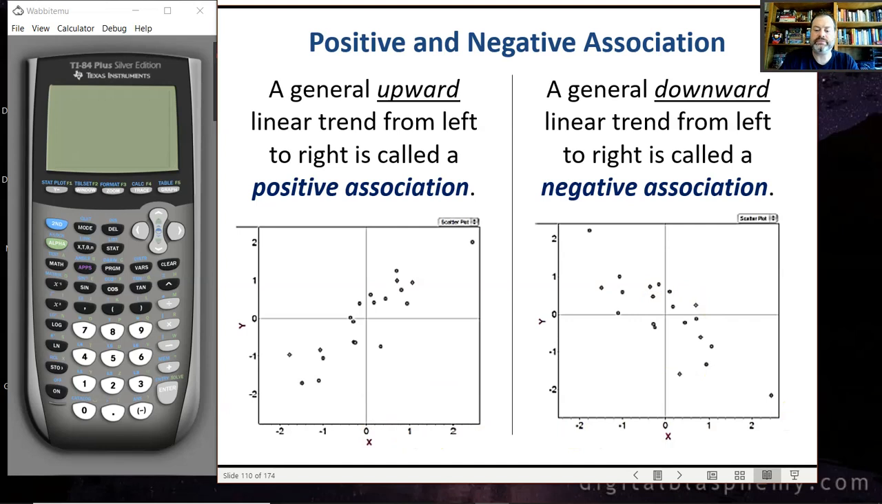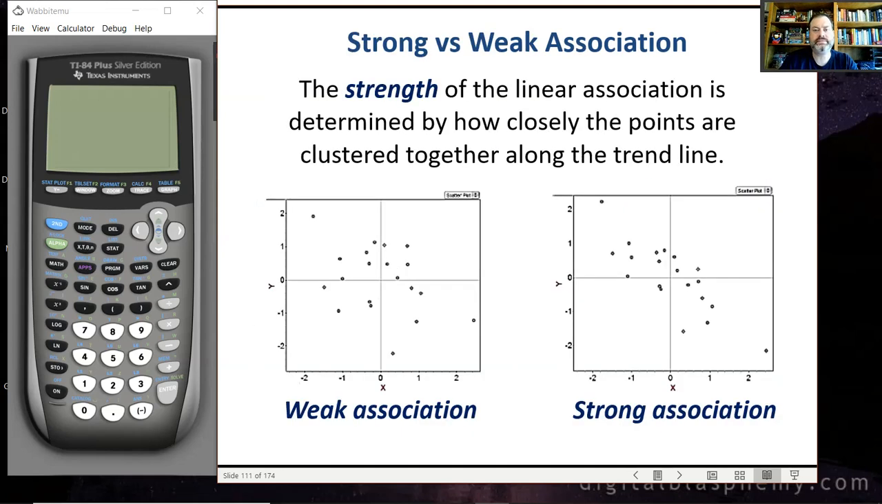So look at what we have so far. We have linear or nonlinear, and possibly no association at all, or very weak association. We're going to see that here in a second. And now we have positive or negative. So lots of ways to describe these things. So this is how you describe strong versus weak association. The strength of the linear association is determined by how closely the points are clustered together along the trend line.